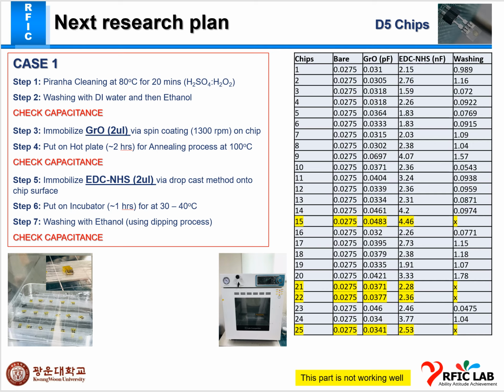So if I say here, the first chip with graphene oxide is 331 picofarad, and in the case of EDC NHS we have 2.15 nanofarad, but after washing with ethanol, I found that it's 98.9 picofarad. It means it exceeds the graphene oxide and is below the EDC NHS. So the EDC is still present on the surface. It's the same for all the chips; we got the same kind of results.